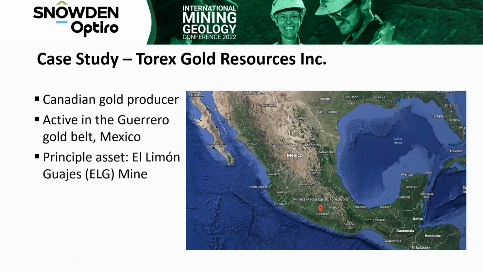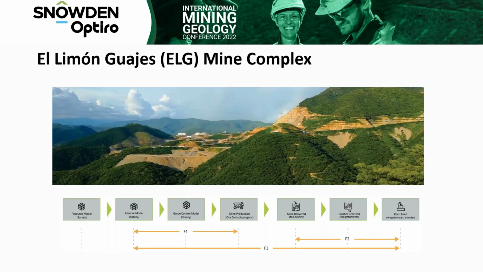So this is a case study from Torex Gold Resources, and they're a large Canadian gold producer. They're active in the Guerrero Gold Belt, Mexico, which is about 180 kilometers south of Mexico City, if anybody's been there, or about a 4-hour drive, I've been told. Their principal asset is the El Limon mine, and they have very rugged topography, okay, so quite a difficult mine, but they are mining it well.